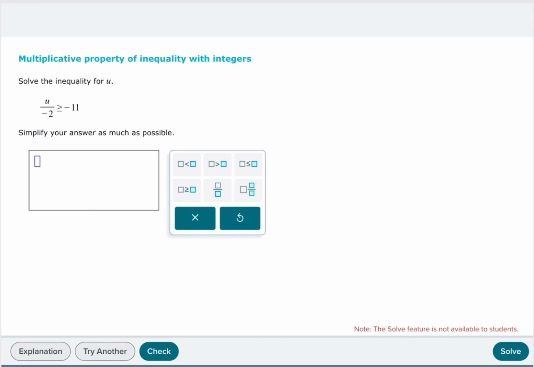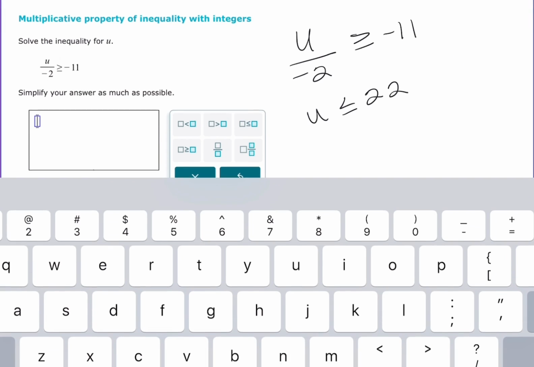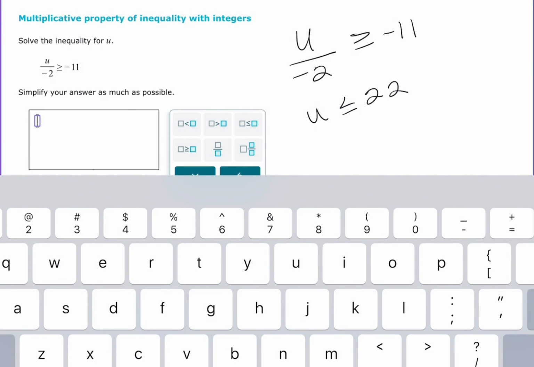So this time we have u divided by negative 2 is greater than or equal to negative 11. You already know what to do. We flip the symbol and we get 22. So notice as I moved on, I did less steps. That comes with practice. So we got less than or equal to.